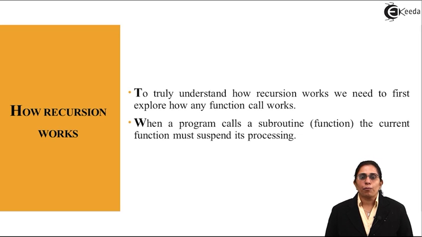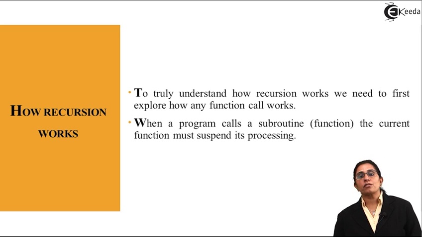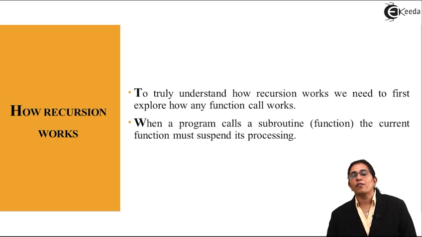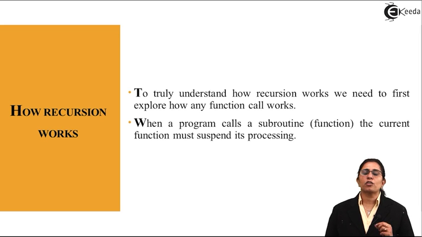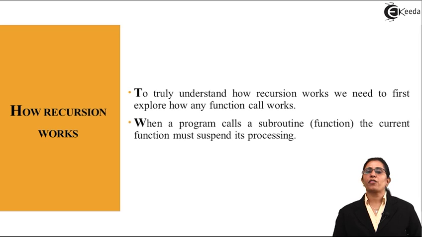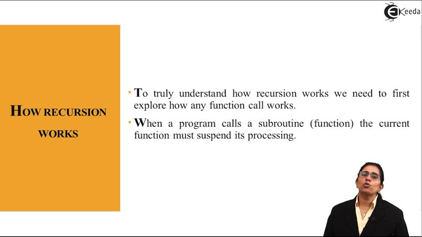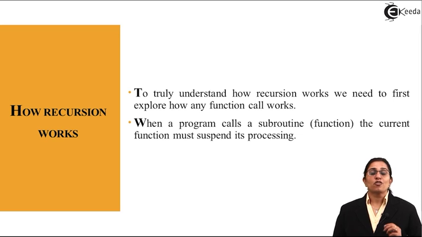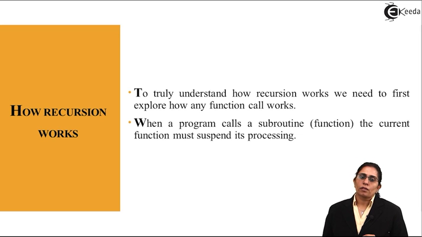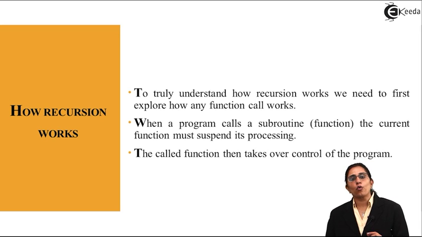Let's take a very simple example. If a person is talking on the phone and gets another call, we suspend the present call for some time, put it on hold, and take the other call. We speak to that person and then come back to our original call. But what happens in this process? We don't lose the previous call. We have a link which is provided. That is the main process that recursion follows. The called function then takes over the control of the program. That is, the current call which comes into the picture takes charge of your program.